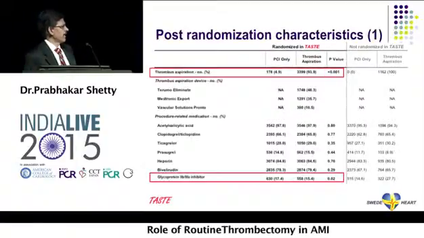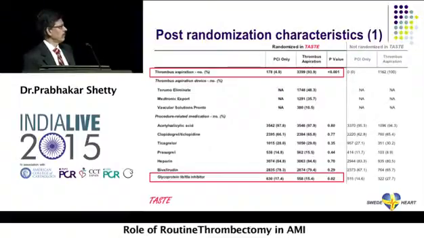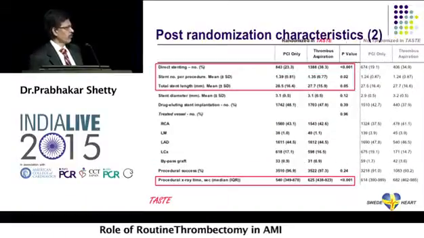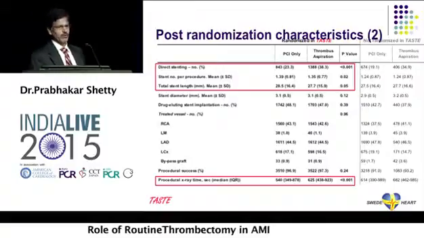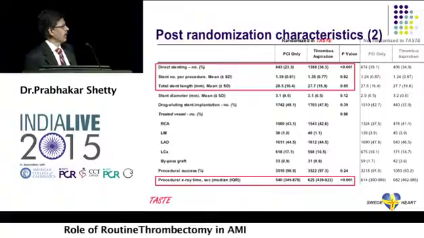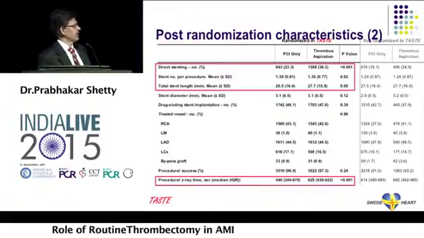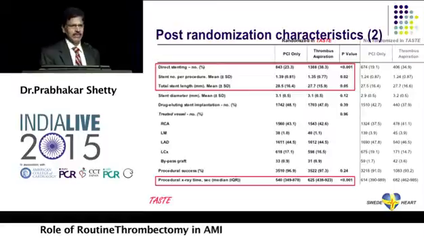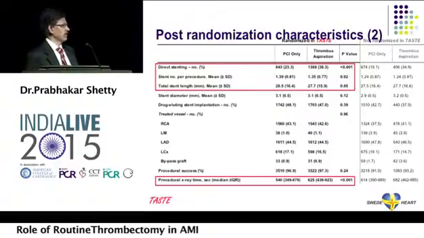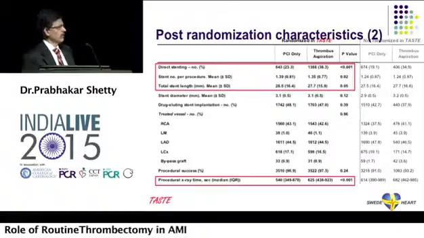There was a slightly higher incidence of use of 2B3A inhibitors in the PCI arm. And direct stenting was more often performed in the thrombus aspiration group compared to the PCI only group. Note that the number of stents used was statistically lower in the thrombectomy group, and also the stent length was statistically lower in the thrombectomy group. The X-ray time was slightly higher.